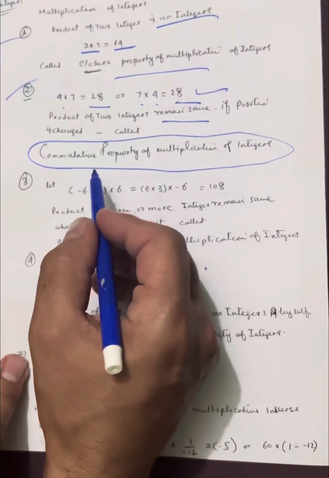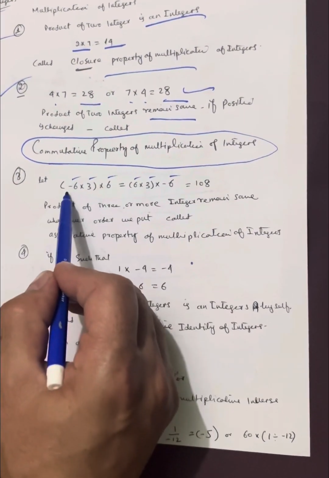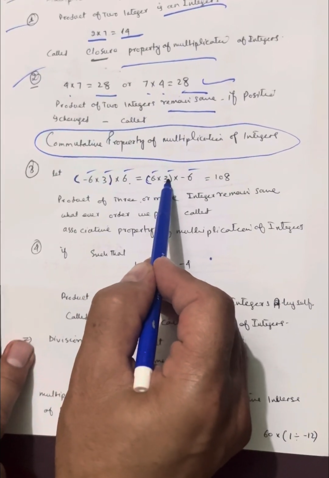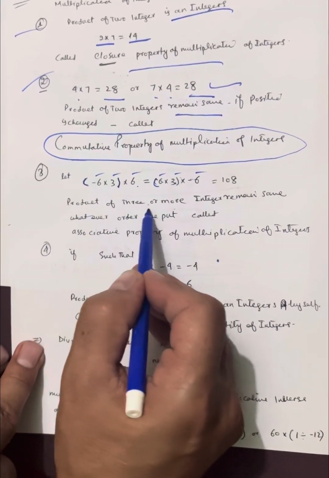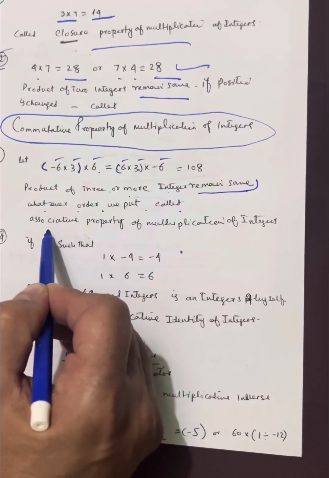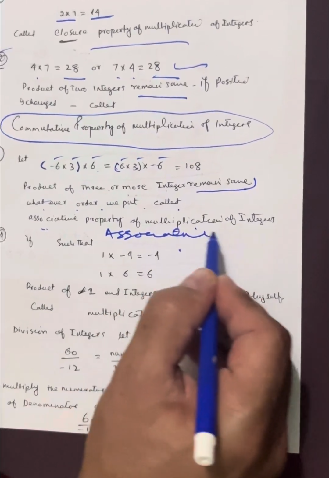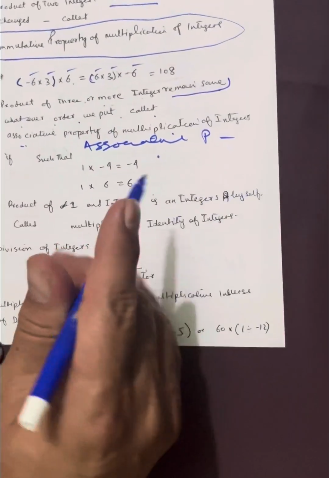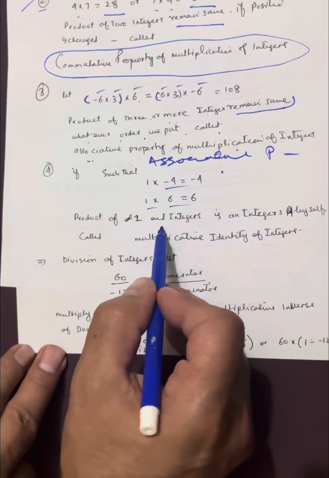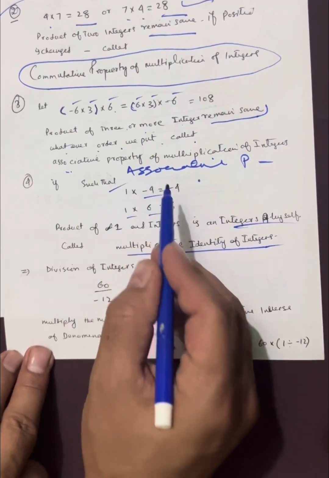If you take three integers, like minus 6 into 3 into 6 with brackets, and change the grouping or position, the product of three or more integers remains the same whatever order we put them in. This is called the associative property of multiplication of integers. Then 1 multiplied by any integer: the product of 1 and an integer is always that integer. It's called the multiplicative identity of integers, which is 1.